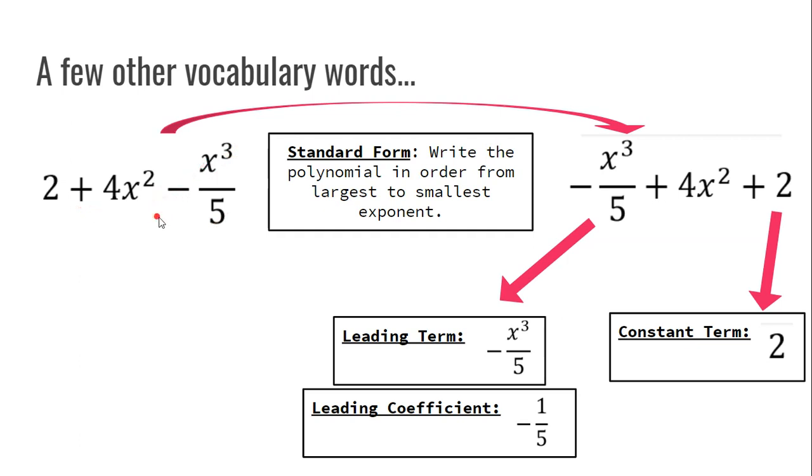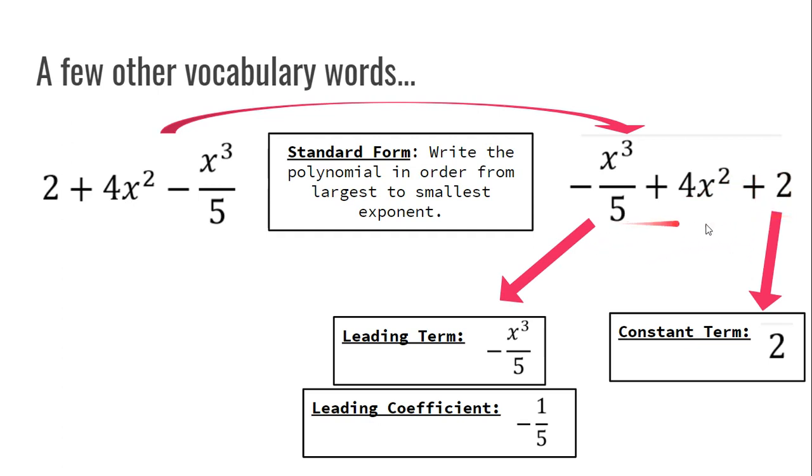If we wanted to write the polynomial in what is called standard form, we're going to rearrange the terms in order from largest to smallest exponent. I'm going to take this last term here, this negative x to the third over 5, and write that first because it has the largest exponent. The 4x squared will stay in the middle. That has the next largest exponent. And the number without a variable at all comes last.